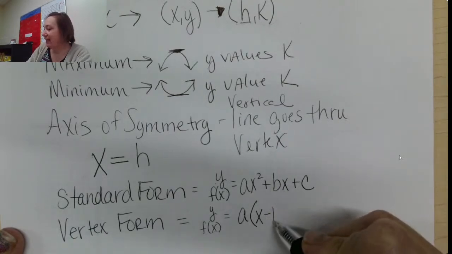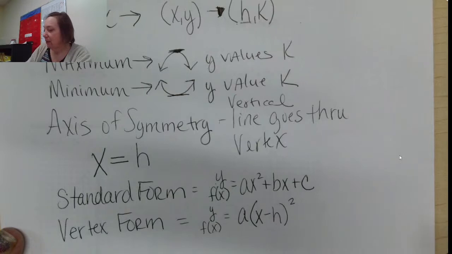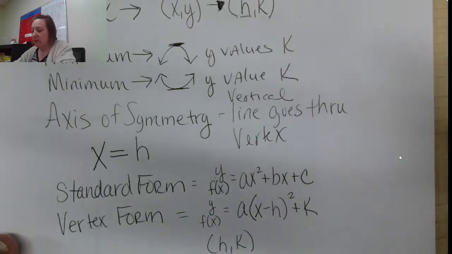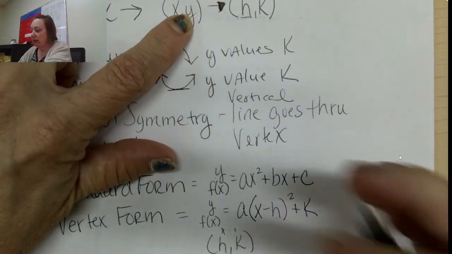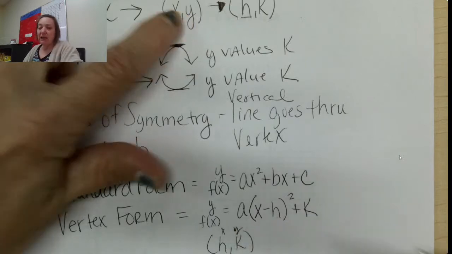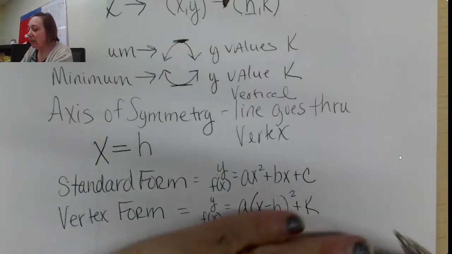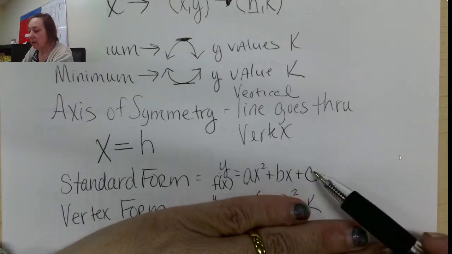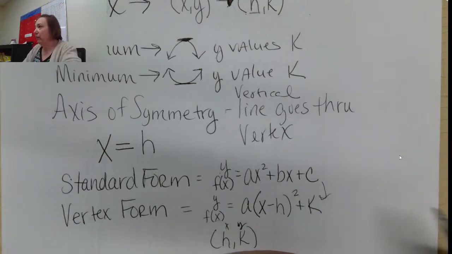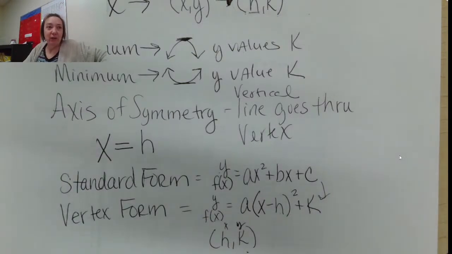x minus h parentheses squared plus k. Now remember, this a is the same thing as this a, but this h and this k, those are our vertex values, our h and our k, right? This h and k, which is just our x and our y from our vertex. That's all that is, our x and y from our vertex. Now, if you have standard form, it looks like this, we can go from this to this with just a little bit of math.